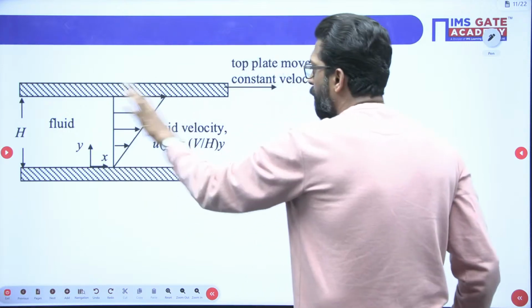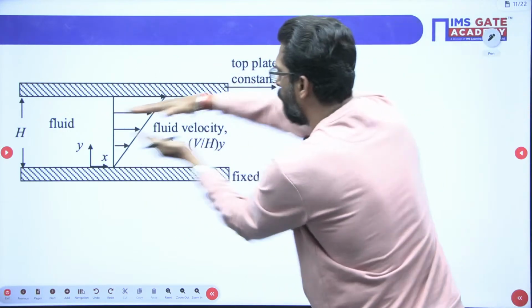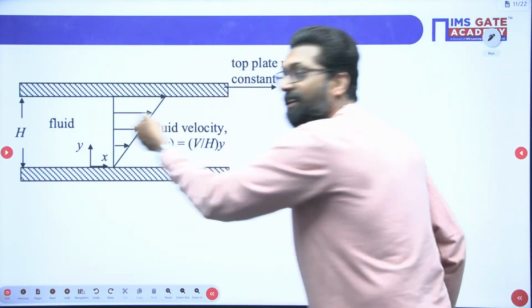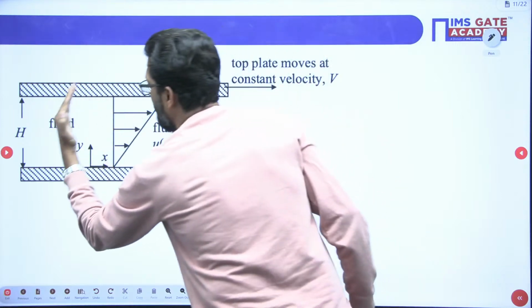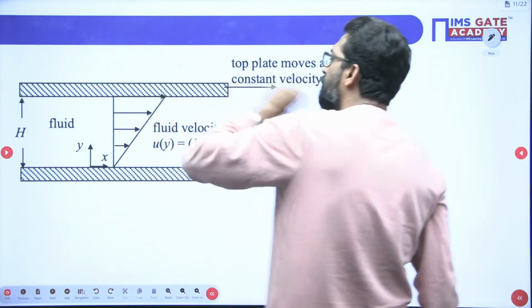That means the fluid will move due to this displacement of a boundary. Now, there is no pressure difference. What is the pressure upstream? The same pressure is downstream. Only the movement of the fluid is due to the displacement.